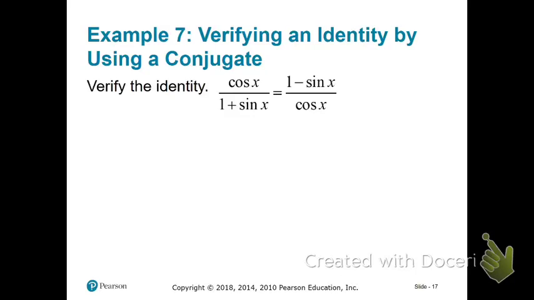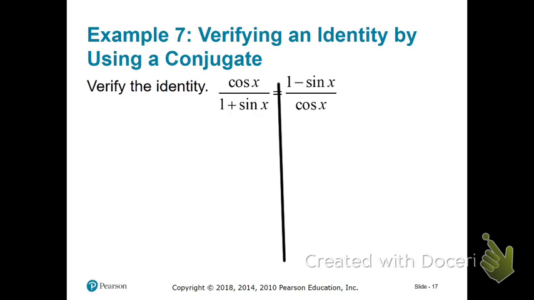All right, so let's verify this identity. Well, where to go, right? So, do you want to work the left or the right? I don't care, they're the same thing pretty much. Almost, yeah. Let's go ahead and work the left.